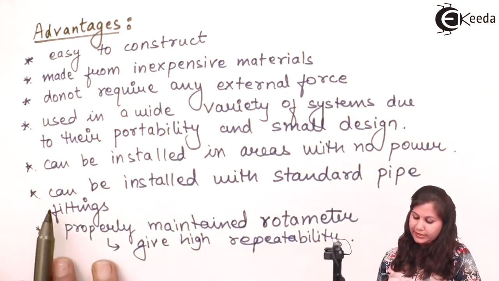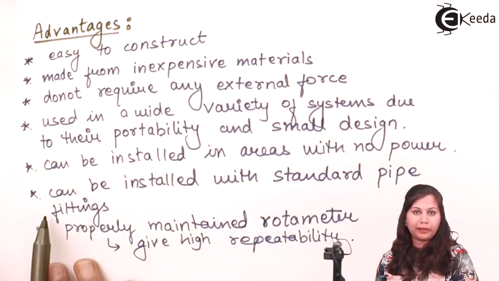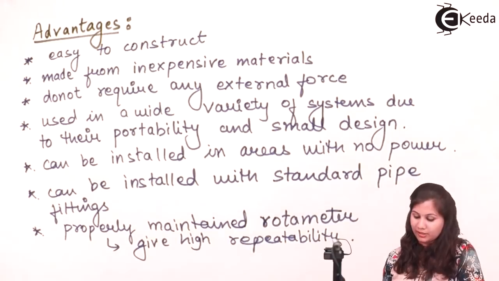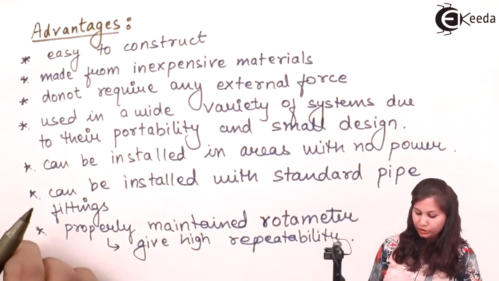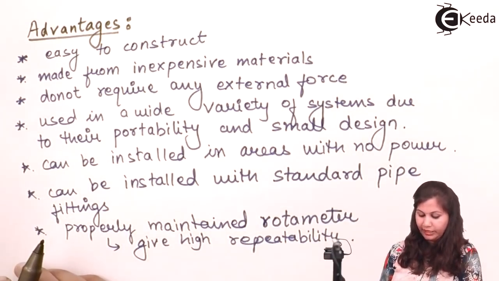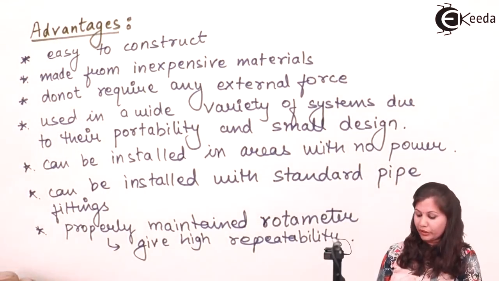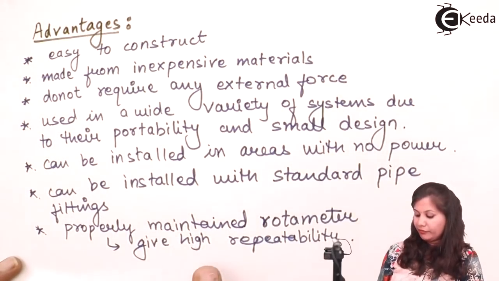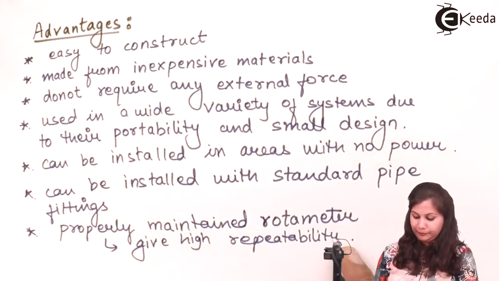Also, the rotameters can be installed with the standard pipe fitting, so no modifications are required. And if the rotameter is properly maintained, then this type of rotameter is going to provide the operator very high repeatability. Also, the range of flow rate measurement is very high.